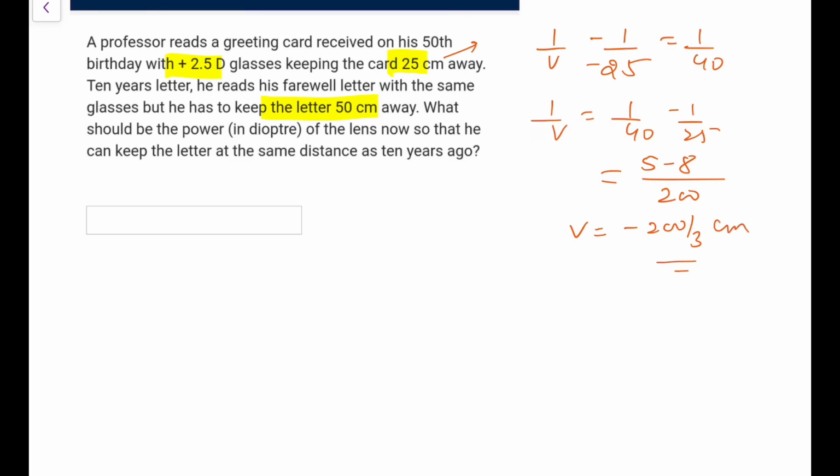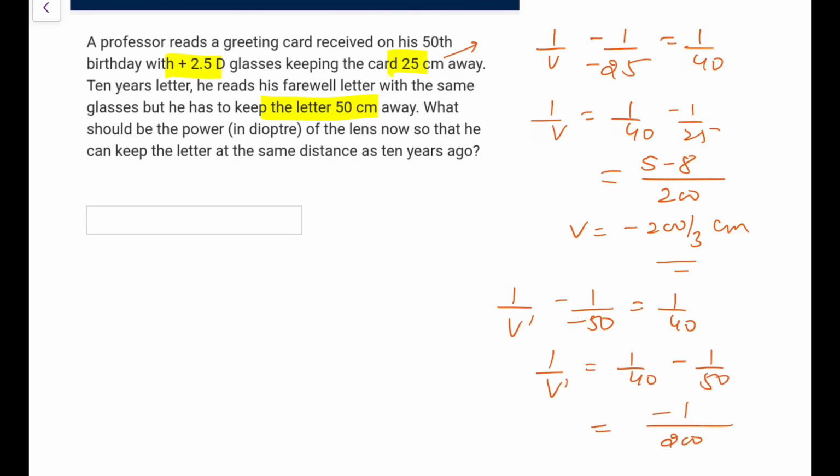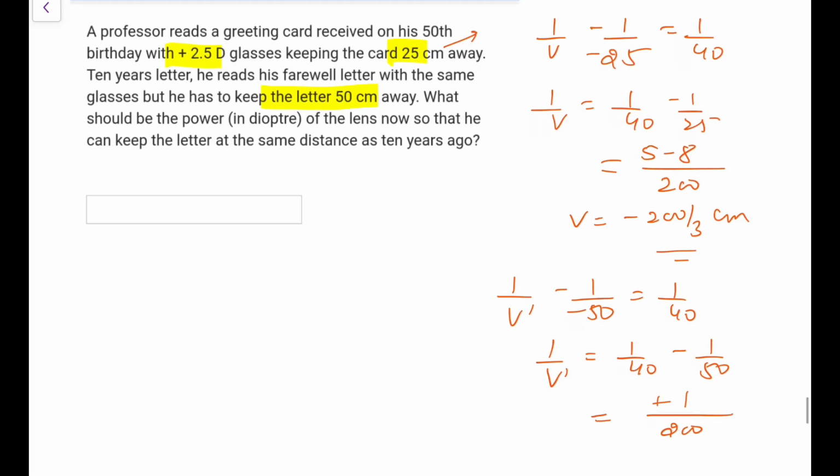Now 10 years later, his farewell letter with the same glasses has to be kept at 50 centimeters away. So the new near point will be minus 1 upon minus 50 would be equal to 1 by 40. It would be minus 1 by 50. Again the LCM is 200, but now it would be minus 1. It would not be minus 1, it would be plus 1, sorry. Yes, it would be plus 1.